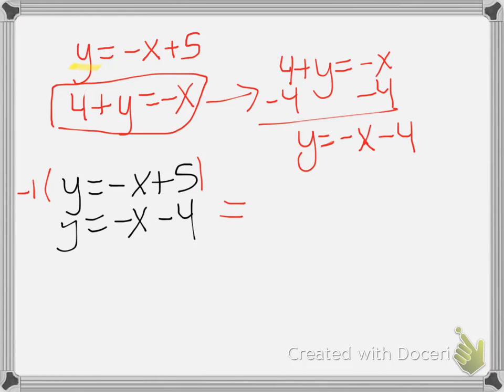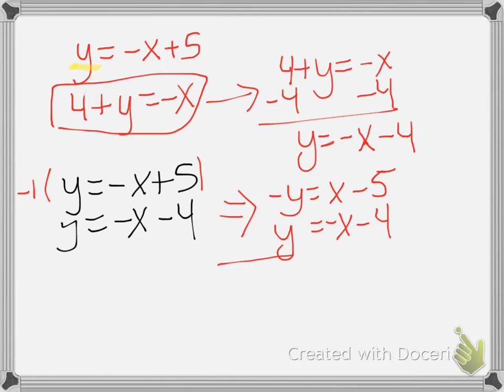Okay, so now my new equations are negative y equals x minus 5. And my other equation was y equals negative x minus 4. So I can see that this is going to eliminate, and this is going to eliminate too, which means that I'm going to have a 0 on the left.